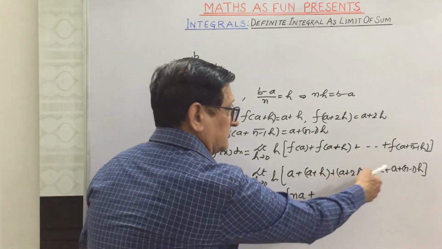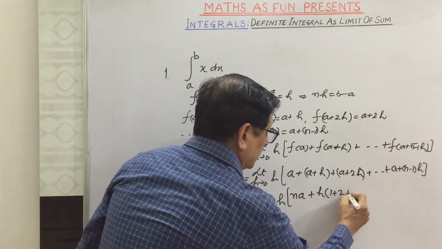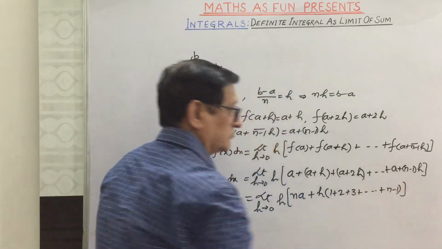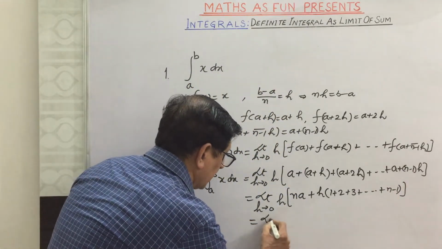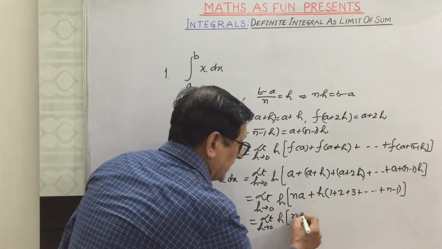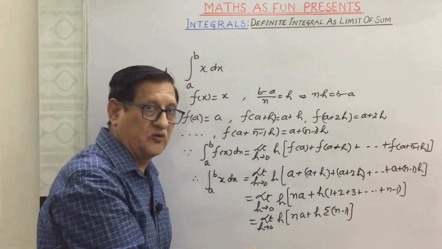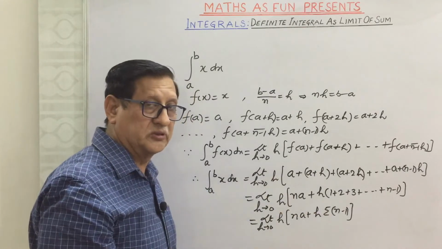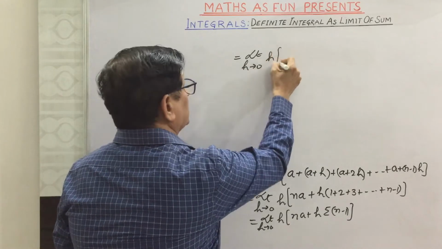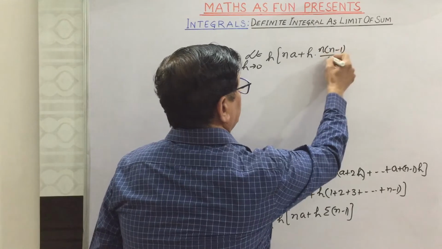And from all these terms, that is the second term of this, if we take h common, this will be 1 plus 2 plus 3 plus so on up to n minus 1. This is equal to the limit as h tends to 0 of h into na plus h into, is it sigma n minus 1? That is the sum of n minus 1 natural numbers, equal to the limit as h tends to 0 of h into na plus h into (n minus 1) by 2.